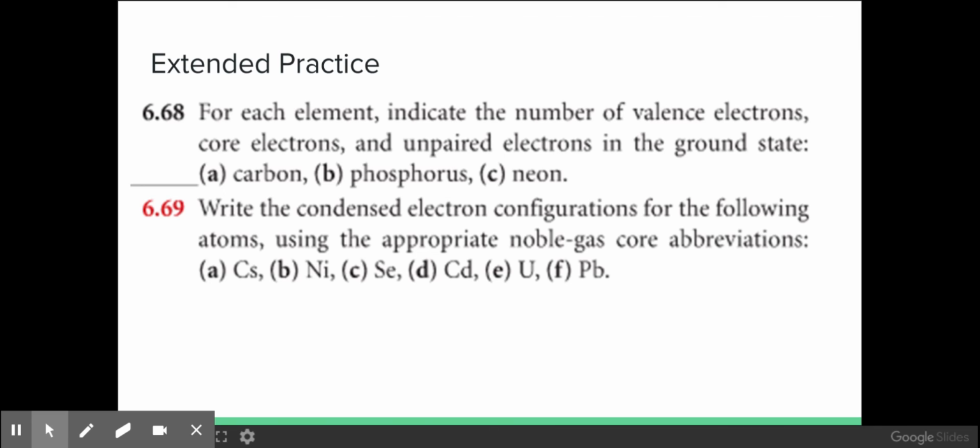Here are some more practice problems. Take a moment, try these yourself, pause the video, and we'll quickly go over the answers after you finish them.